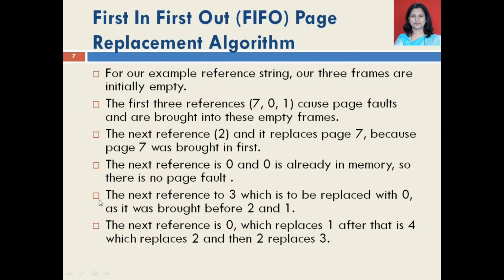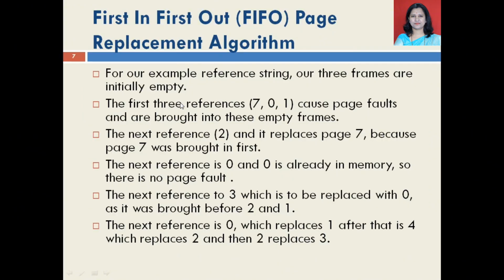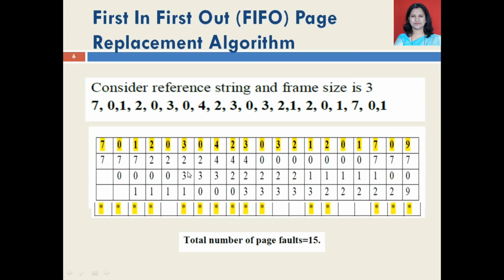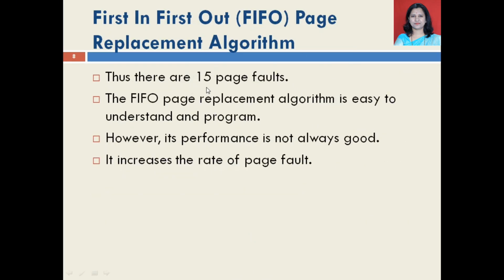Now the next reference will be the 3. Now 2 is to be replaced, not the 0, because it was brought in before 2. See here, to place the particular 3, we will replace the 0 over there and then place the 3. Likewise we do all the things, and then finally we calculate the page fault.